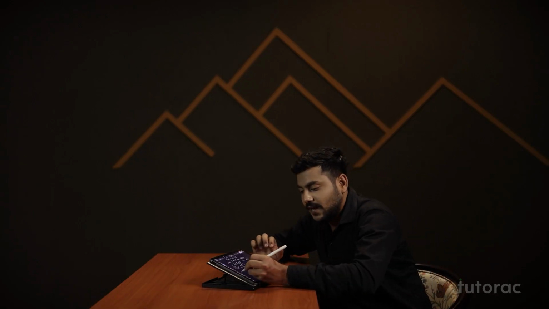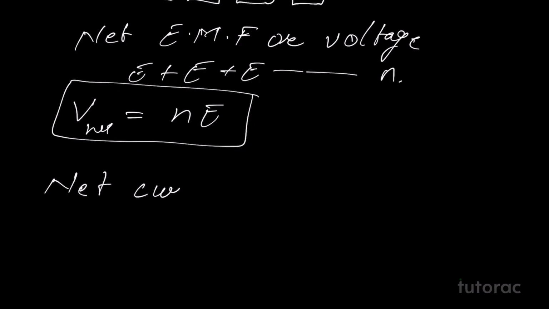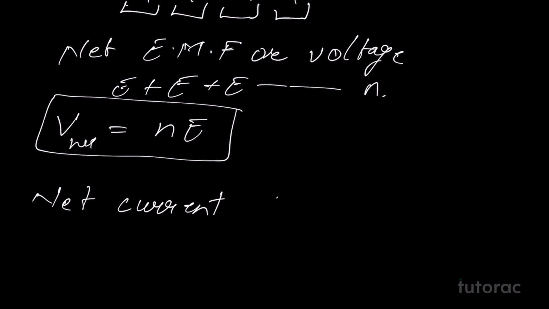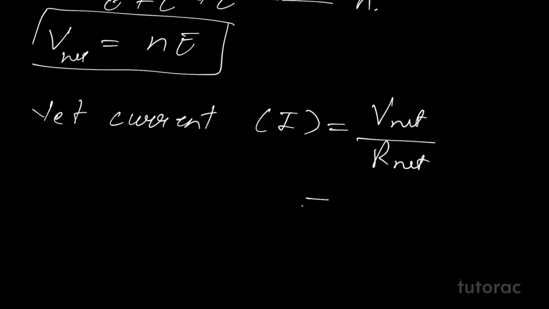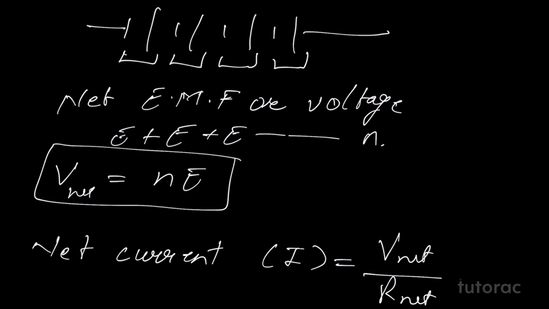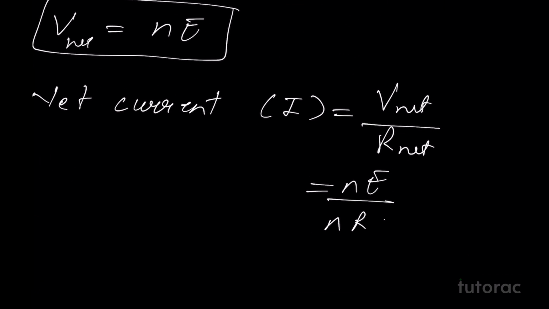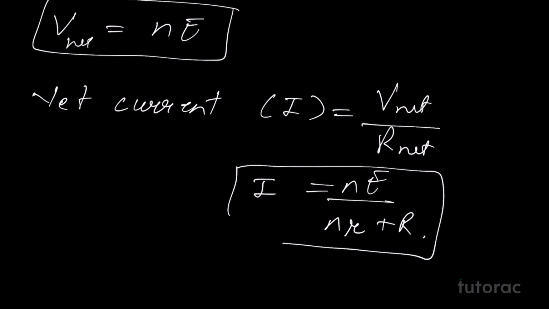Now, in order to calculate the current, what can I write? I can write the net current I in the circuit, because in this particular circuit, we only have one current. Net current I is nothing but V net upon R net. V net is n multiplied by E upon R net. What is R net? R net is n r plus capital R. This is what I get as the net current in my circuit. Well, I hope you got the concept.